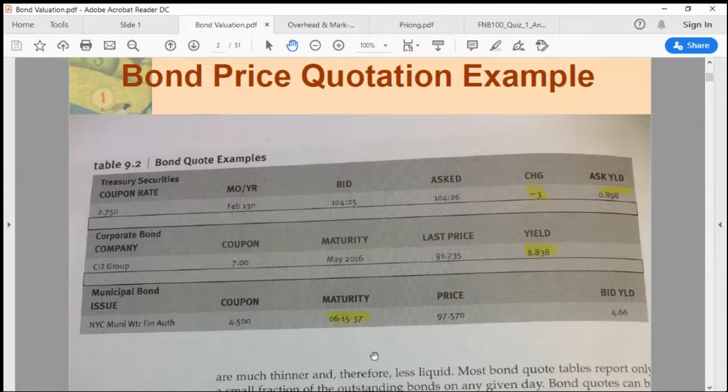But basically, this is how the bond is quoted, right? Bond price and bond yield, and bond data, bond information is released in the print media. Okay, in the print media, such as newspapers, right?